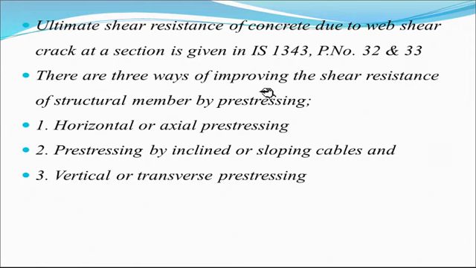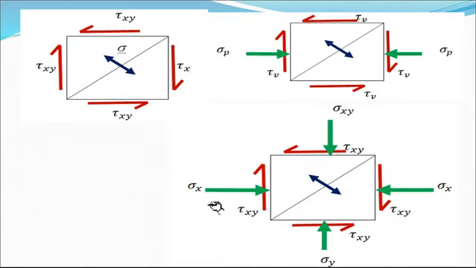There are three ways of improving the shear resistance of a structure by prestressing. Number one is horizontal or axial prestressing. That means if the cable profile is perfectly horizontal, that is called axial prestressing or horizontal prestressing. Second, prestressing by inclined or sloping cable, where a parabolic cable or inclined cable is there. In that case, we can resist the shear. And third is vertical or transverse prestressing. If vertical prestressing is done, that is called transverse or vertical prestressing. These are the three ways.